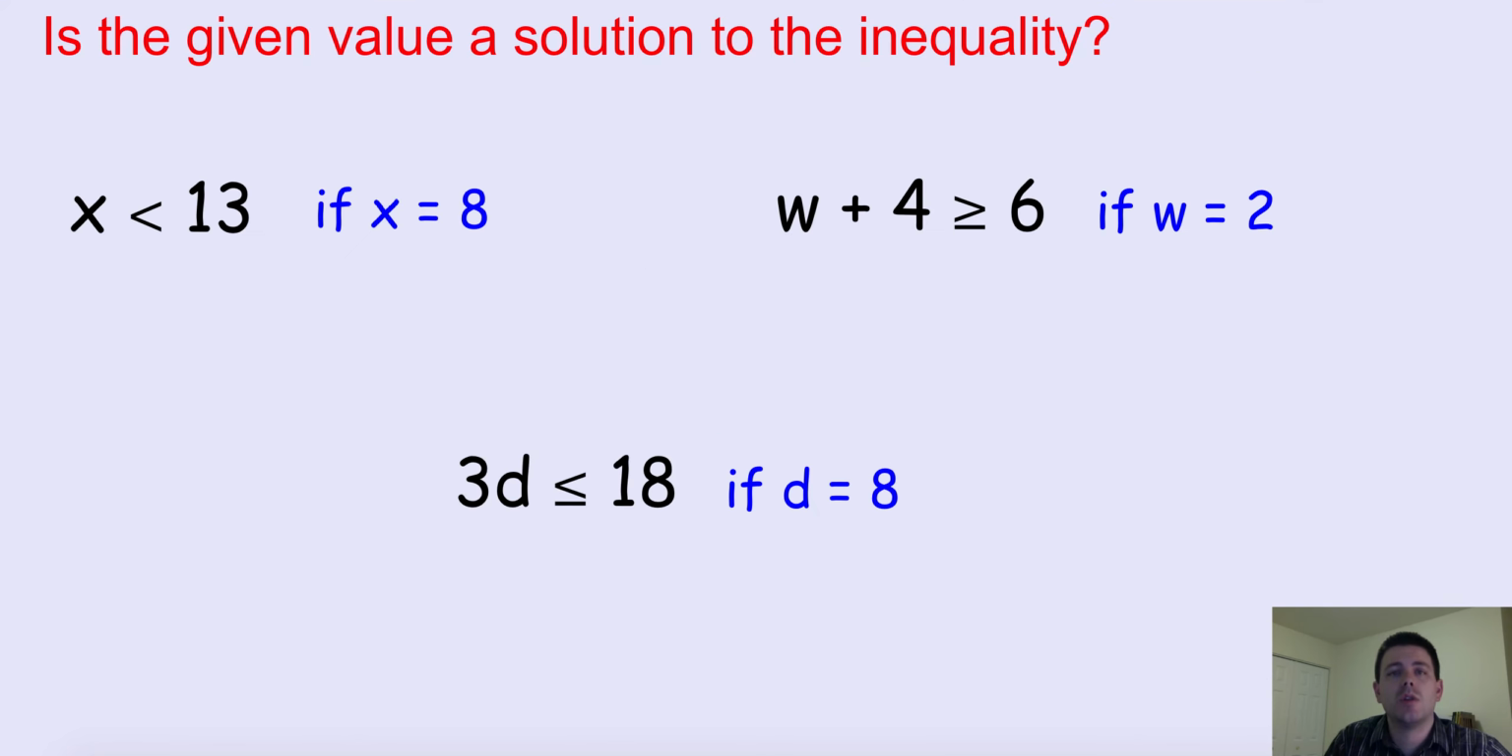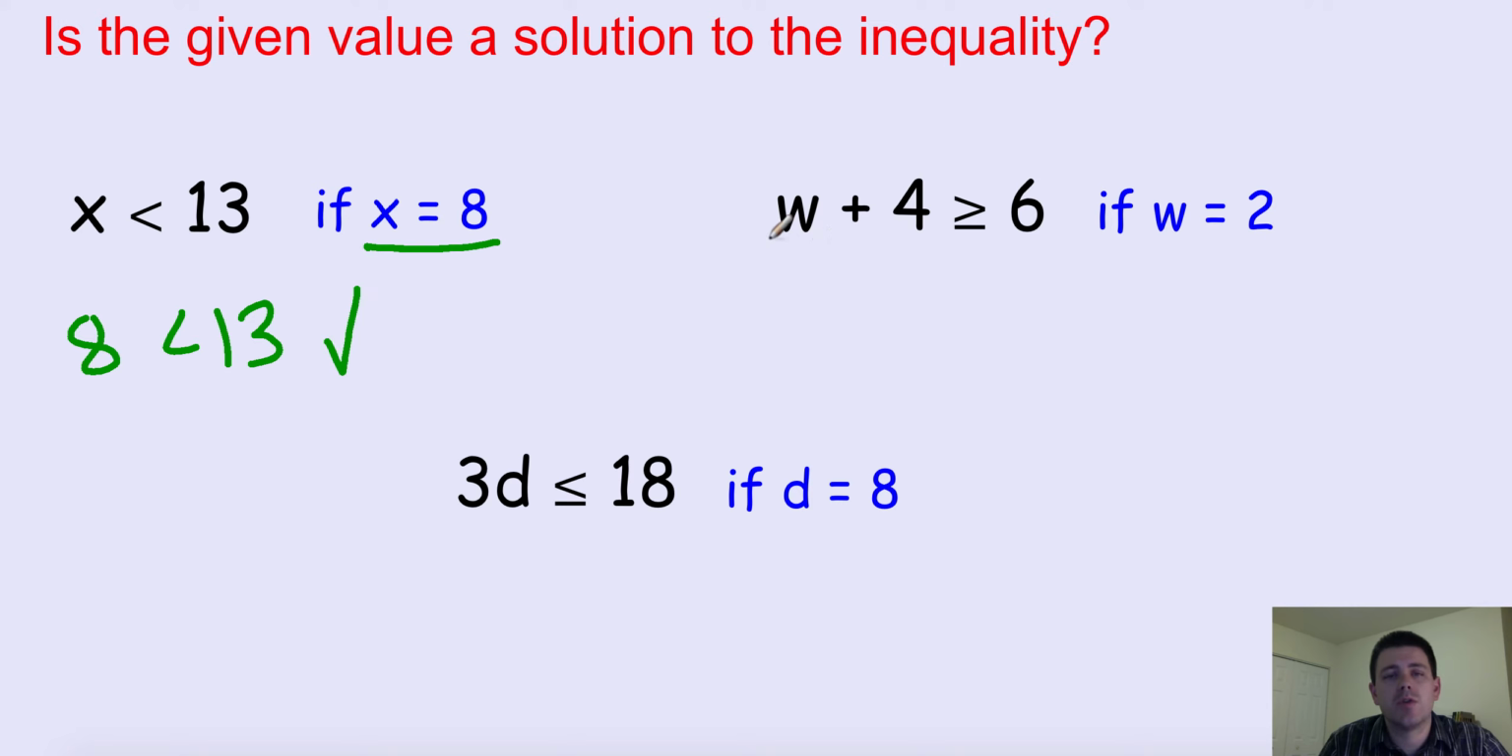All right, so a little different problem here. Now, they're specifically giving us a possible solution. We want to know, does it work? Does it make it a true statement? So what we do is we plug it in, we see if it works. So x is equal to 8. We're going to put in 8 for x, and we want to know, is 8 less than 13? That's how we'd read it. Well, 8 is less than 13. That's true, so we're good.